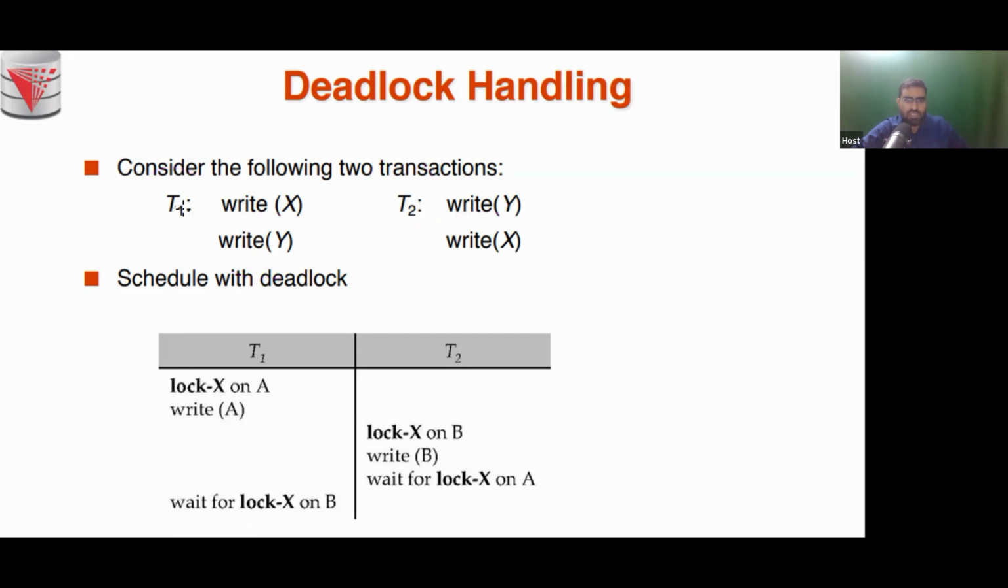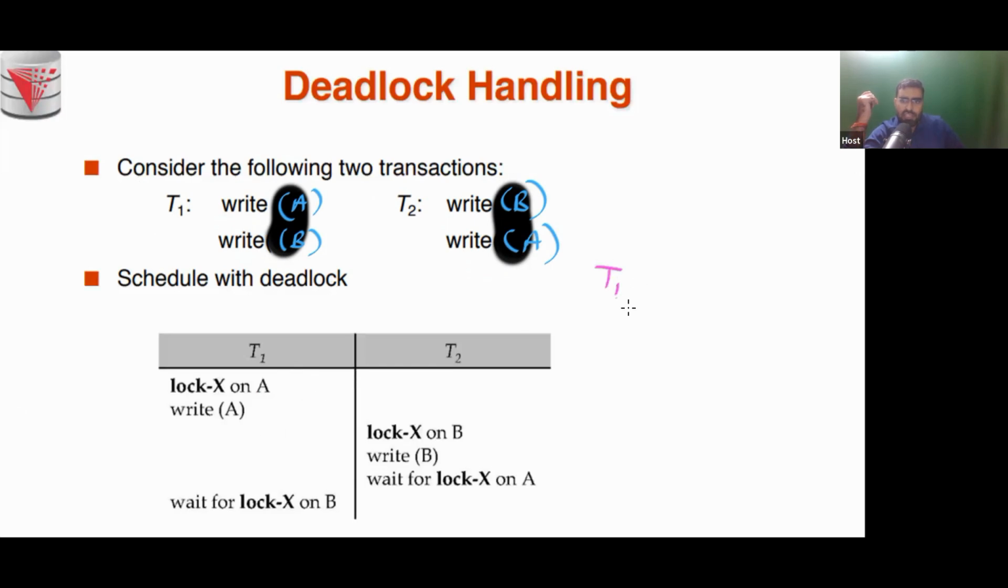T1 wants an exclusive lock on Y, but it has to wait for T2. And you can notice T2 wants an exclusive lock on X, but T2 has to wait for T1. Is this clear to everyone? Actually, this is A comma B, so you can just change it. These items are basically A comma B. Like this is item A, this is item B, this is item B, this is item A. So very simple, there is a deadlock possibility.